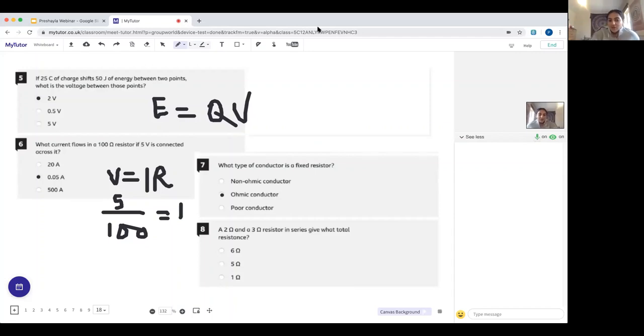And then a 2 ohm and a 3 ohm resistor in series give what total resistance? So this is thinking back to our very first webinar. What do we do with resistors in series? Well, we add them. So if we have a 2 ohm and a 3 ohm resistor in series, we add them up to get 5 ohms. So the correct answer is 5 ohms.